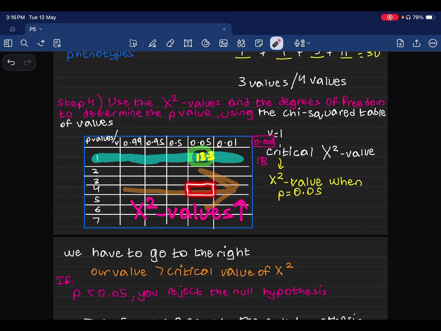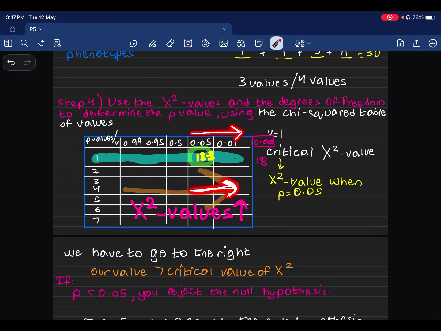Now, compare your t value to this t value. If your t value is higher, this is important. If your t value is higher than this t value, what do you have to do? You have to go to the right. Yeah. When you go to the right, the values increase. When you're going to the right, see, the p value is decreasing.